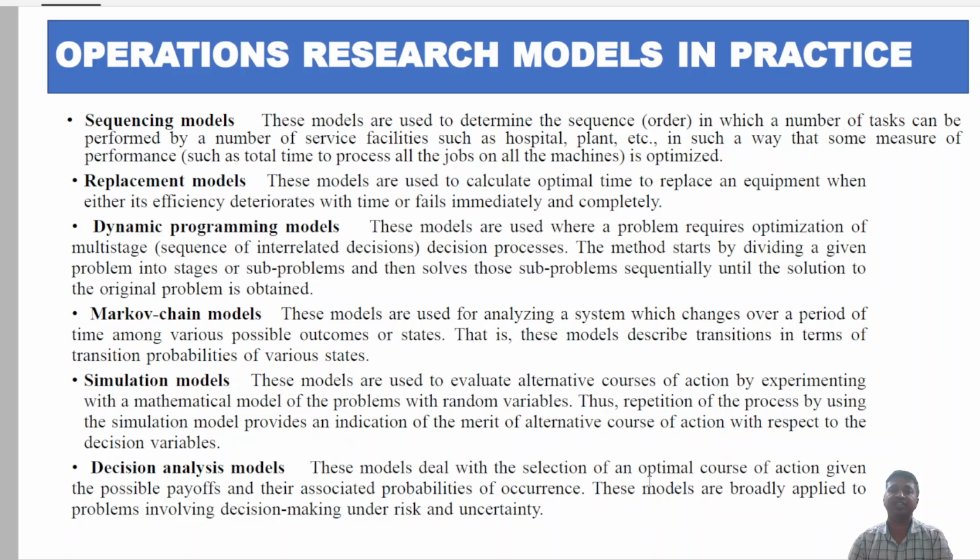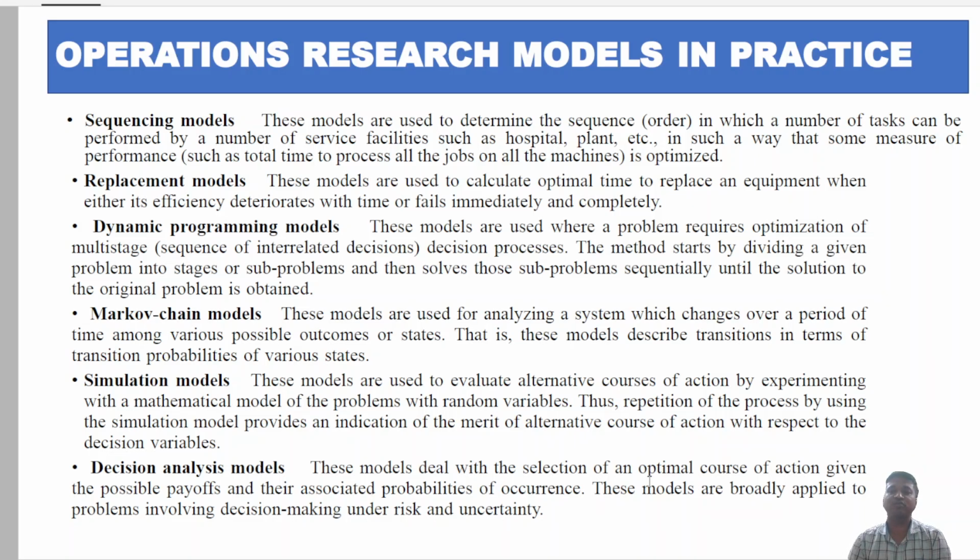Next one is the sequencing model. These models are used to determine the sequence in which a number of tasks can be performed by a number of service facilities such as hospital, plant, etc. in such a way that some measure of performance is optimized. Next one is replacement models. These models are used to calculate the optimal time to replace an equipment when either its efficiency deteriorates with time or it fails immediately and completely.